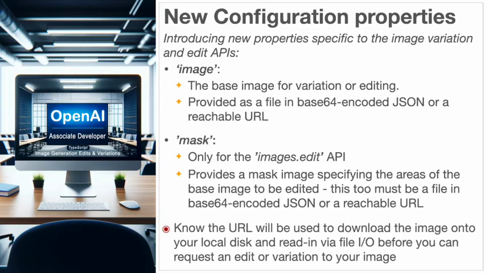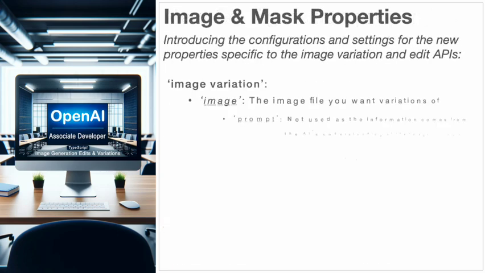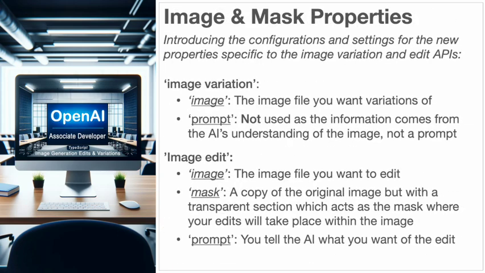We will explore this property in more detail in the upcoming lesson on the Image Edit API, but this too needs to be read from a file as base64 encoded JSON or a reachable URL. Know that the reachable URL can be used as a path, but the file itself needs to be downloaded and read in as a file since the OpenAI API expects the actual image and not a reference to it. These new APIs and properties allow you to alter parts of or entire images, enabling highly customized image editing.